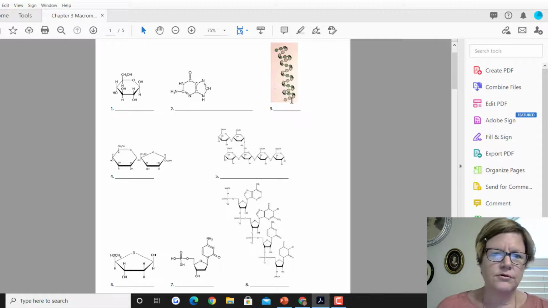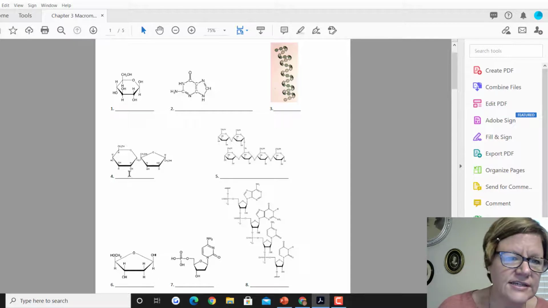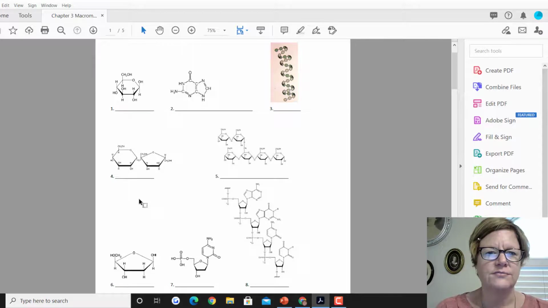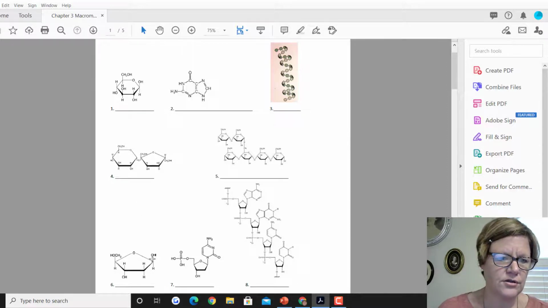Okay, number 4, what is number 4? Well, you do see a glucose here, but then it's connected to another simple sugar, so that's a disaccharide. 2 sugar units together. So you could just put disaccharide. And then the glycosidic linkage is this little oxygen in the middle between the 2 that's holding them together. That's the glycosidic linkage. All right, you have another sugar down here, but this is only a 5-carbon sugar, but it's still a simple sugar down here on number 6.